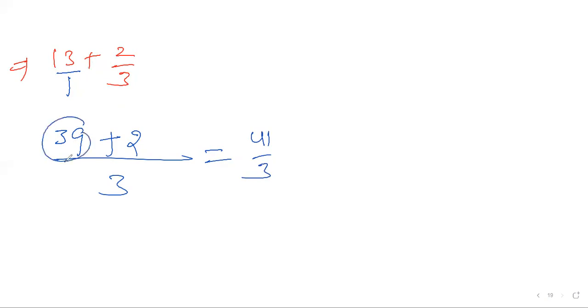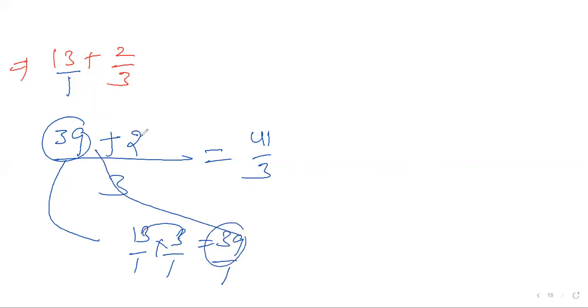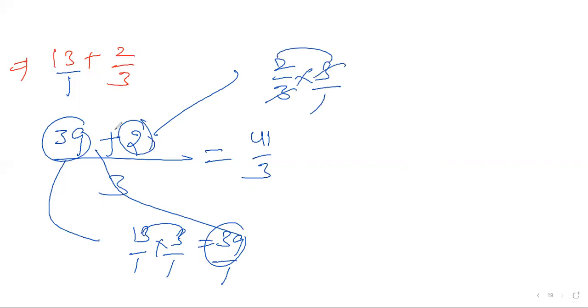So how do you get 39? You can take the regular way: 13 by 1 into 3. So 13 threes are 39, 1 one is 1. That is what I wrote here. Then 2 by 3, you multiply by the LCM 3. 3 and 3 cancel. 2 ones are 2. The answer is 2. So 39 plus 2, 41 by 3. This is the way you can do it now.